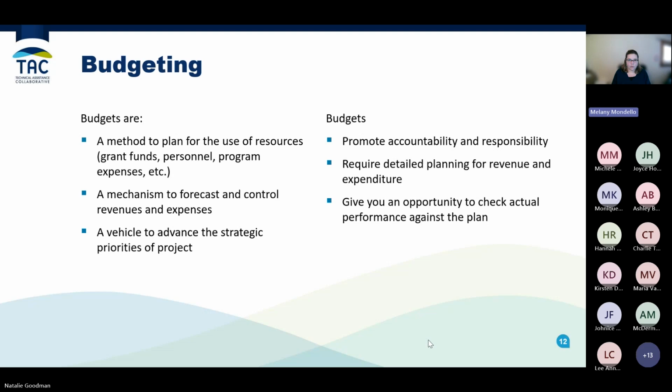Budgets are also really important because they hold everyone accountable and they create a standard narrative about what you thought you were going to do. So that way, if you have any changes that you need to make, you can go ahead and make that as a group, make those adjustments and move forward. Okay, we'll go to the next slide.